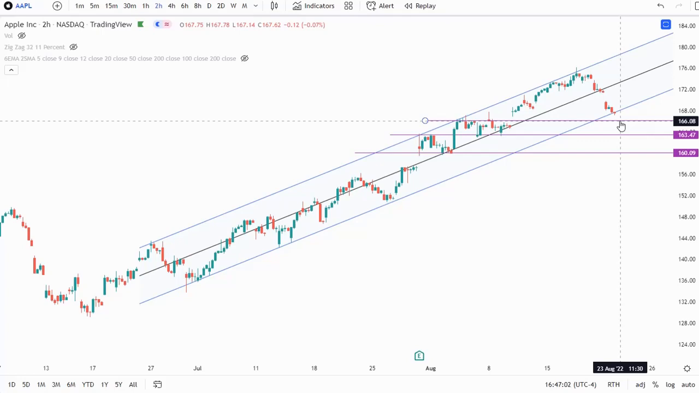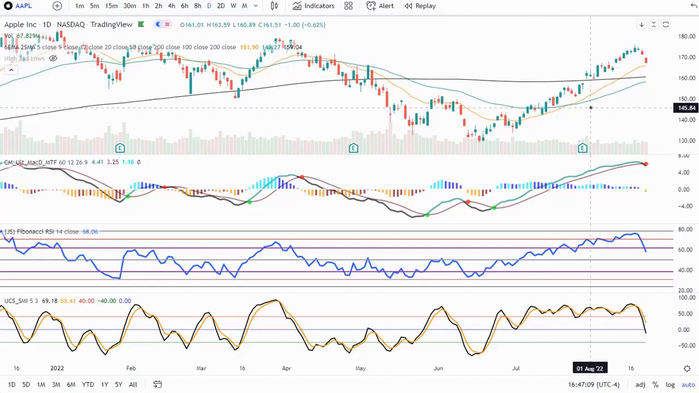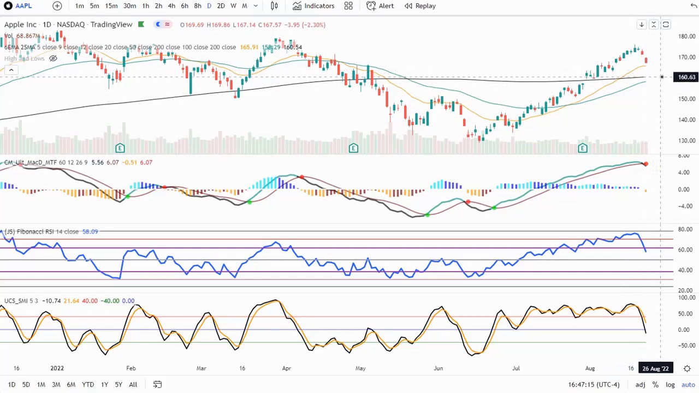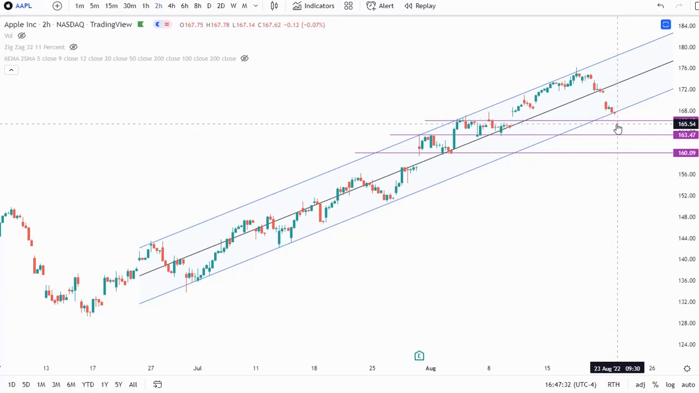So if we look at the daily chart, we'll see how this 166 comes into play. On a daily chart, 166 basically is the 20 EMA, this yellow line right here. So if there is additional weakness, then this 20 EMA should provide support, which corresponds to right here, because there were previous resistance at that level, so that should provide some support.